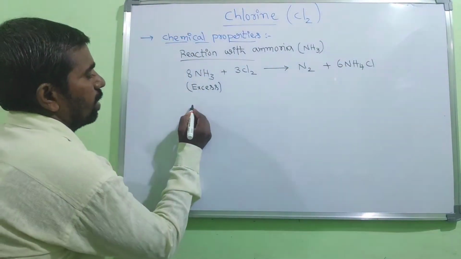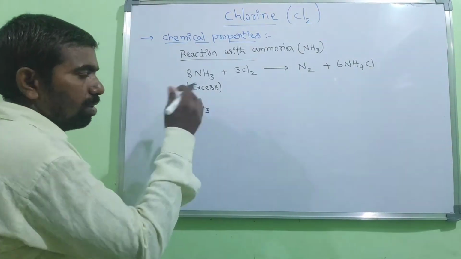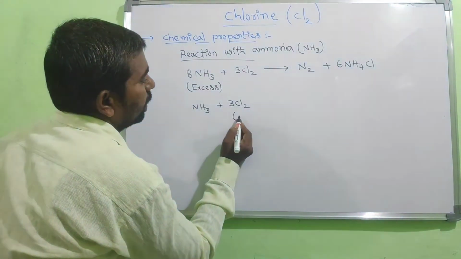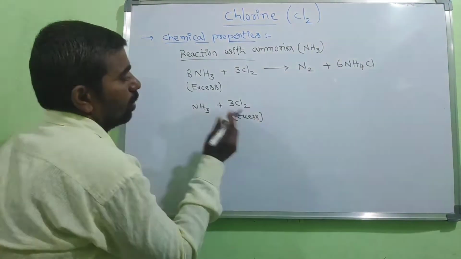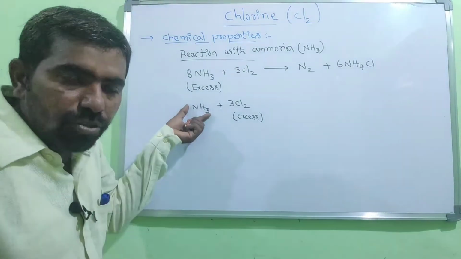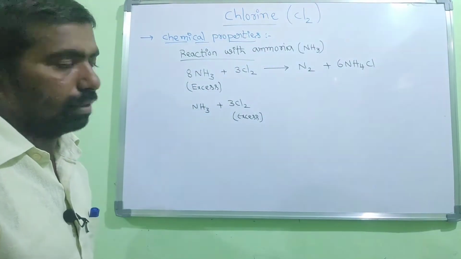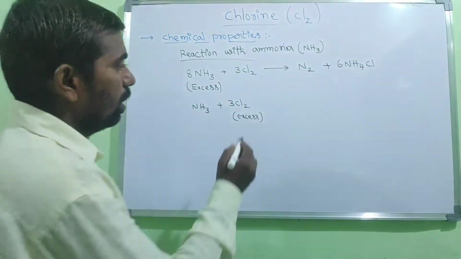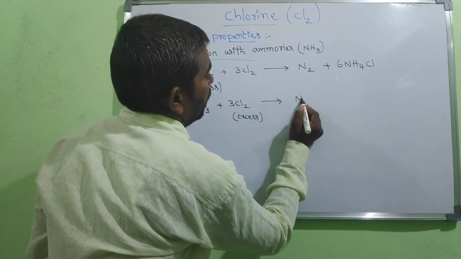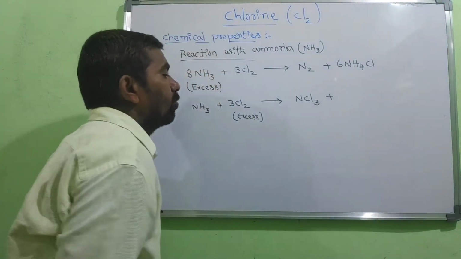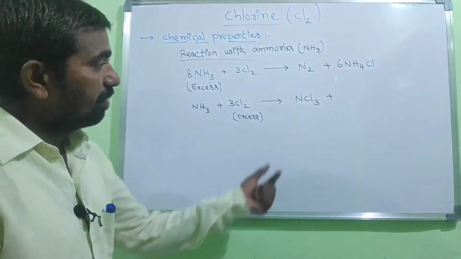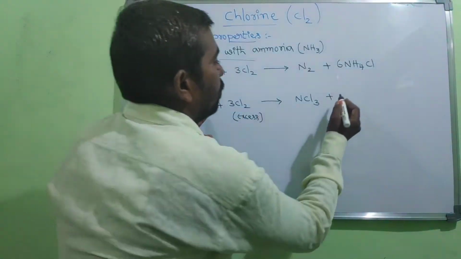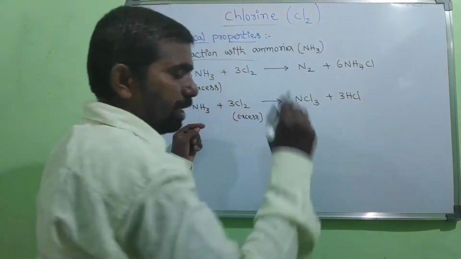So another chemical reaction I am writing that also occurs between ammonia and chlorine. So 3Cl2. Here you can observe this one. 1 mole of ammonia is taken, 3 moles of chlorine is taken. That means as compared to ammonia, chlorine is in excess here. So now it forms NCl3, nitrogen trichloride. That is an explosive substance, and another is 3 moles of HCl formation takes place.